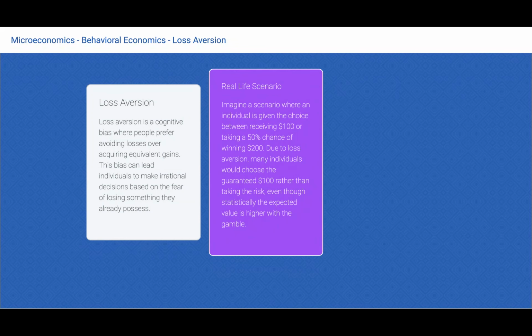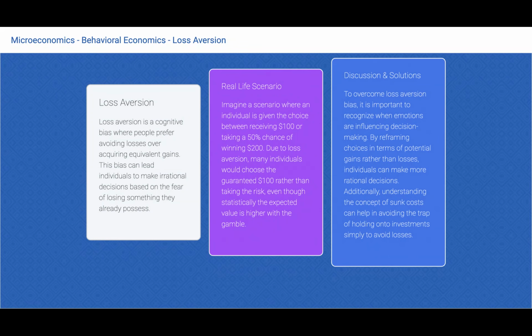Loss aversion is a cognitive bias where people prefer avoiding losses over acquiring equivalent gains. This bias can lead individuals to make irrational decisions based on the fear of losing something they already possess. Imagine a scenario where an individual is given the choice between receiving a guaranteed amount or taking a 50% chance of winning a larger amount. Due to loss aversion, many individuals would choose the guaranteed amount rather than taking the risk, even though statistically the expected value is higher with the gamble.